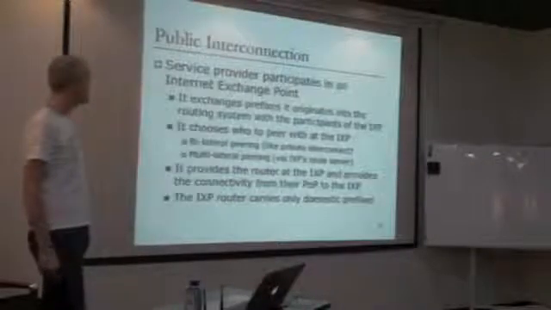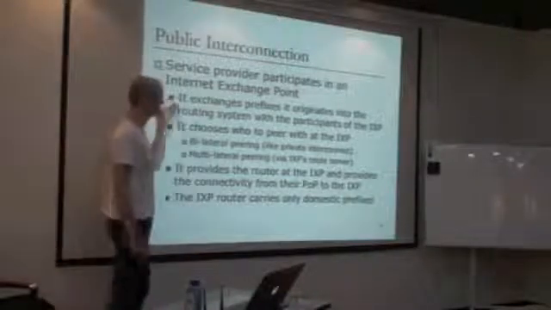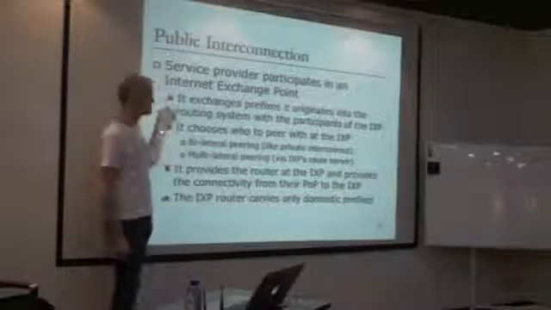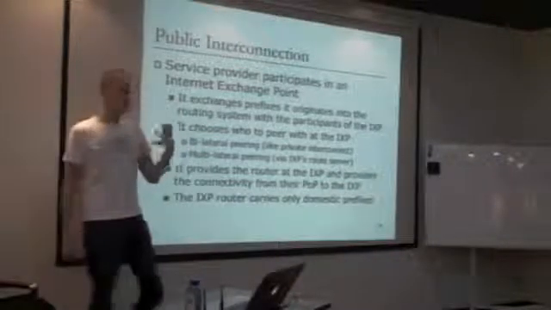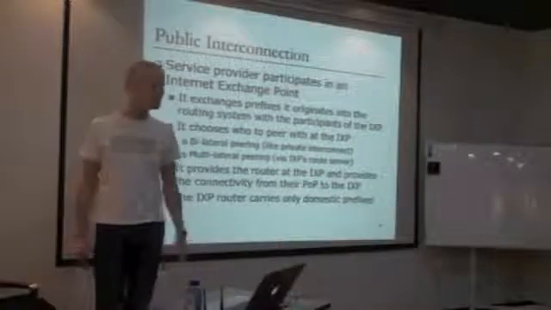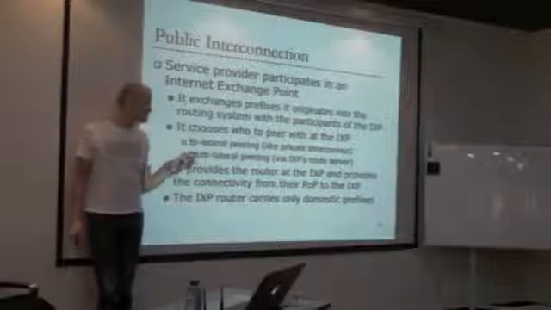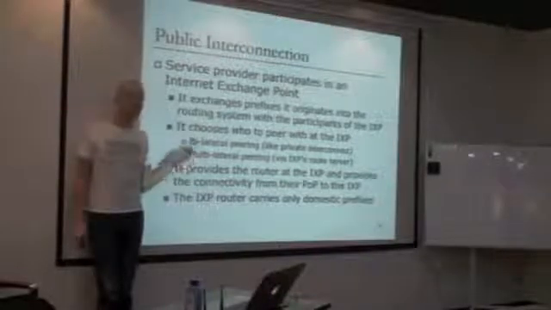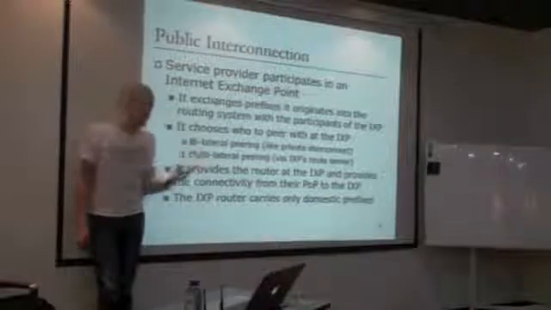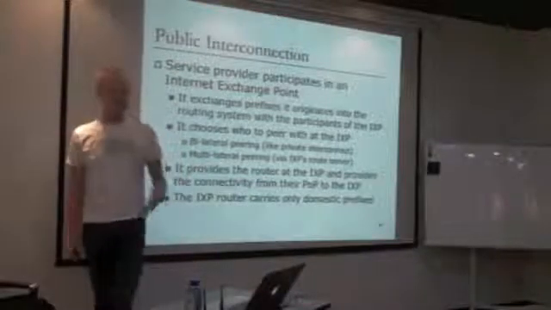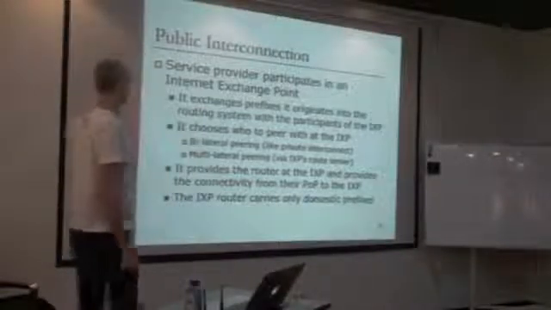For the public interconnect, the service provider goes to an exchange point, and exchange prefixes, it originates into the routing system. The ISP will choose who to peer with. You don't have to peer with everybody at an exchange point. Bilateral peering is like doing private interconnect. Multilateral peering: if the exchange point provides a route server, then they provide all the prefixes of everybody who uses the route server. So those are the two that you get.